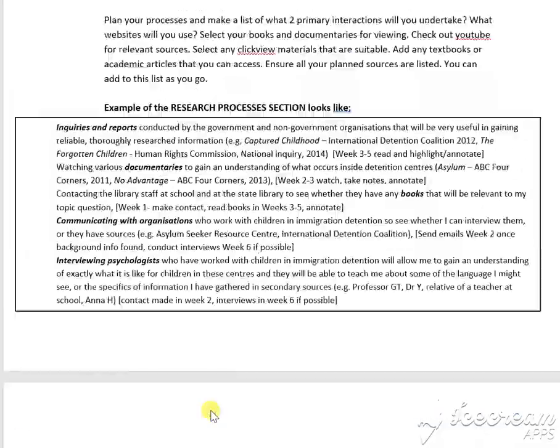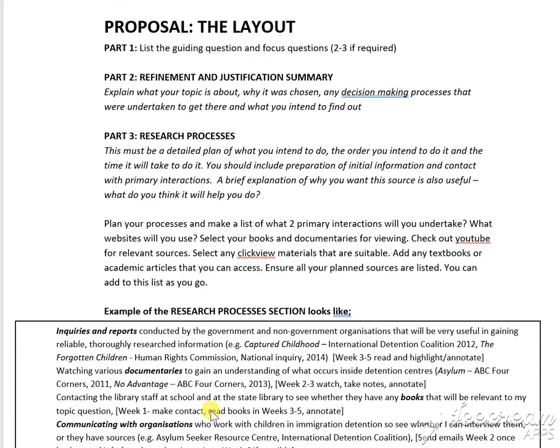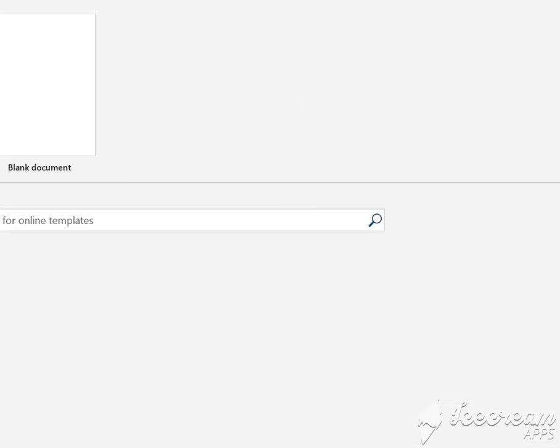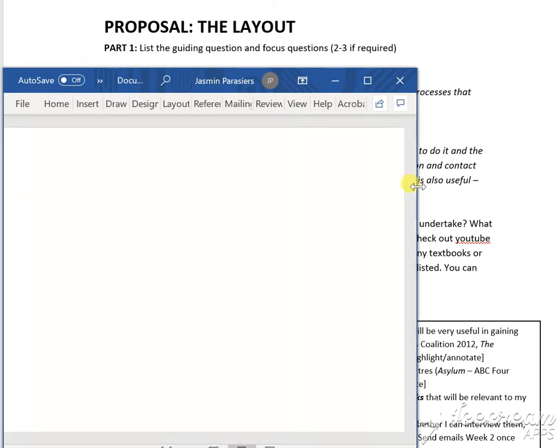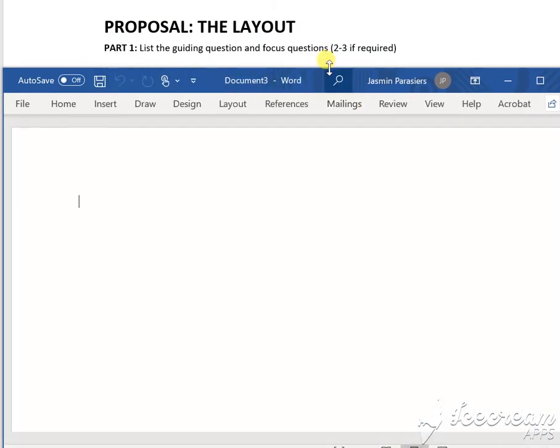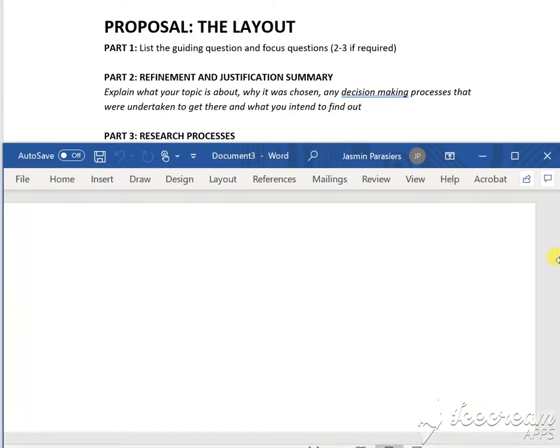So how do we get to this point? Well, we go back up to our module 1 and we look at the proposal layout. Literally what you're going to do is list the guiding questions and the focus questions, whatever they are. I'm going to do a pretend one as we go. Okay, so here we are.